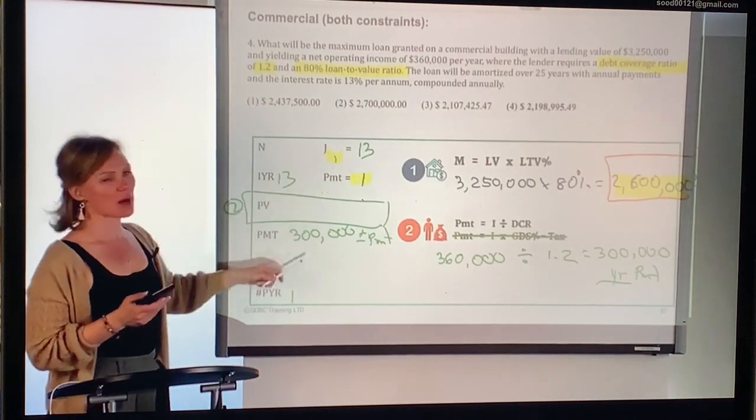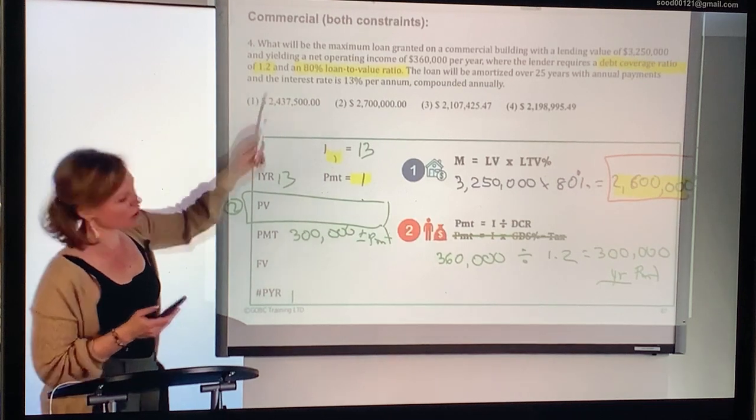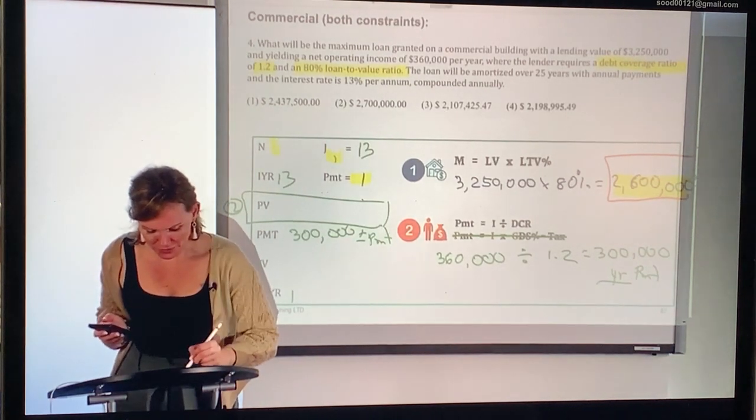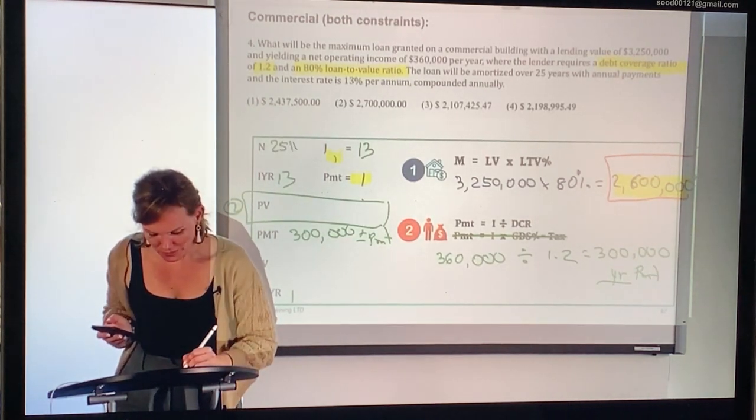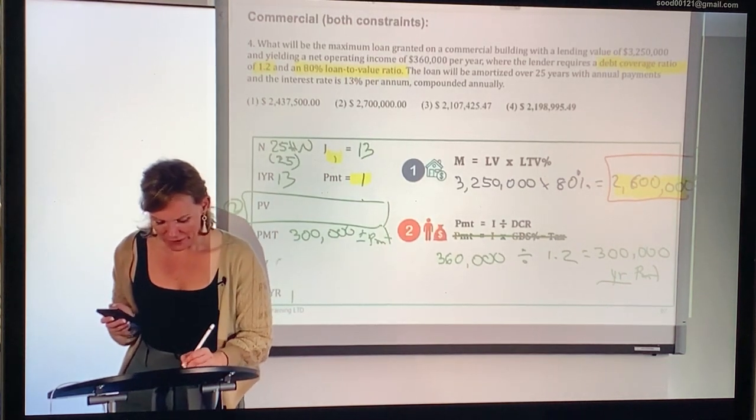All right, so you can still do it that way, or you can just plug in N, I/Y, PMT, and that 13 is not going to change on you, okay? And N is for how many years? 25 years, so 25 shift N. It'll come up as 25. It's not going to change on you, okay? And the future value is plus minus 0.